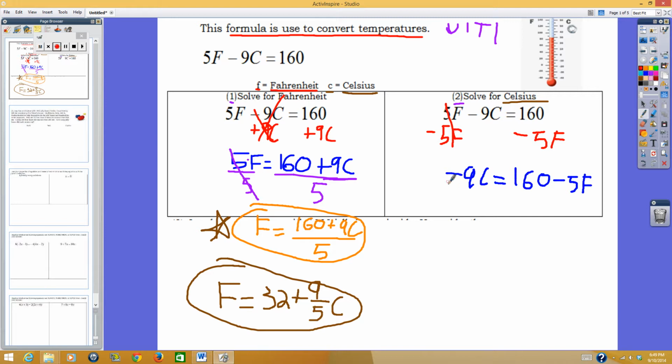Okay. Now, what is the last thing that's near your C? It is this negative 9, right? So to get rid of that, you would think what's there, which is multiplication. Alright, how the heck do I get rid of it? You would divide by -9. These two -9s cross out. And what you're left with is C equals 160 minus 5F divided by -9. Oh my gosh, this looks great. Okay?